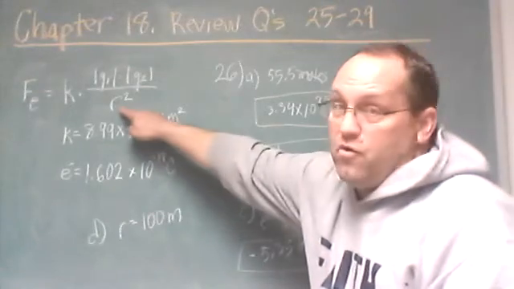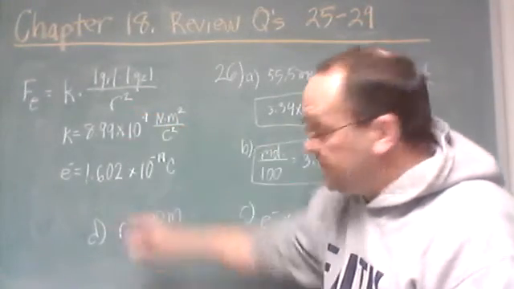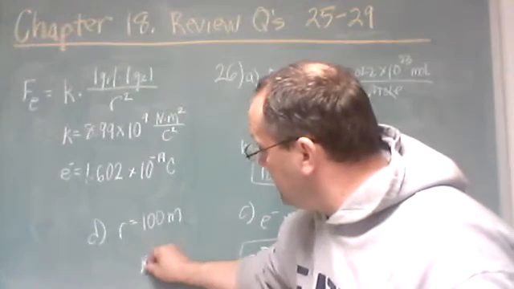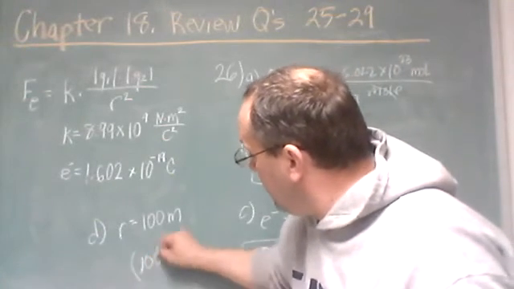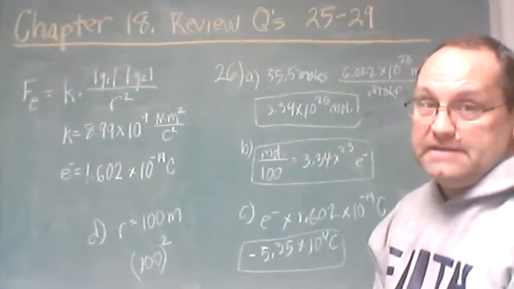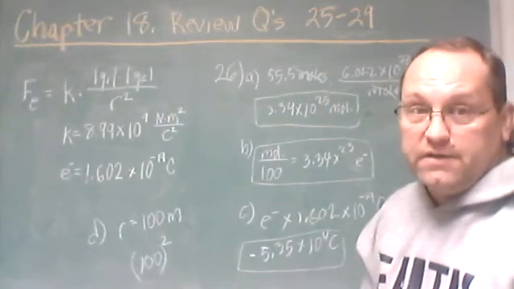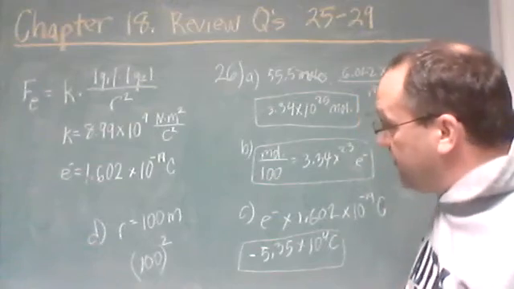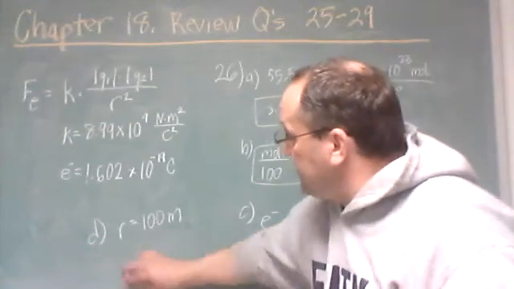Make sure, though, you're squaring that 100. When you put that 100 into the equation, put a parenthesis around it and square it. That's an easy thing to miss. We've all done it a couple times through the course, and it's easy to miss in the equation.